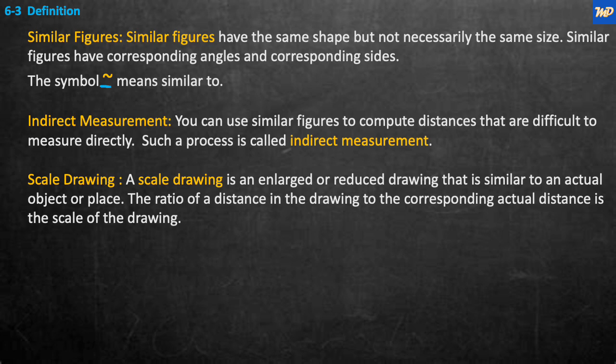Scale drawing. A scale drawing is an enlarged or reduced drawing that is similar to the actual object or place. The ratio of the distance in the drawing to the corresponding actual distance is the scale of the drawing. So if you had a drawing that was drawn 1 inch per 100 feet, when you draw a straight line on your drawing with 1 inch, that would mean 100 feet. And that would be the scale, 1 inch per 100 feet. That's kind of how they would do that.